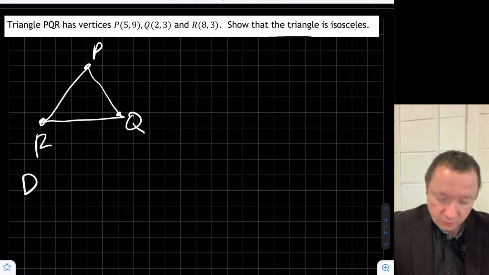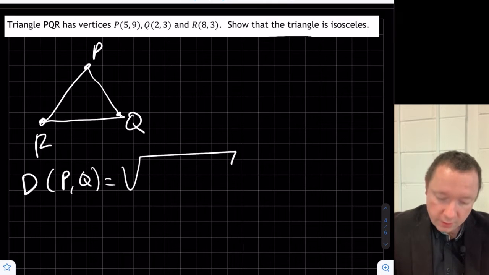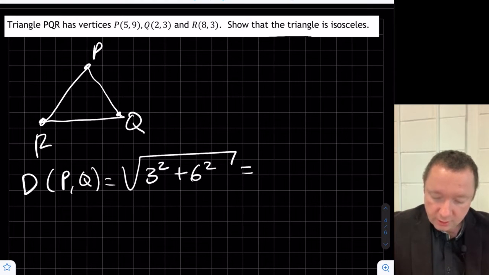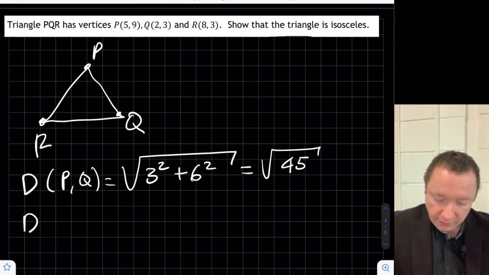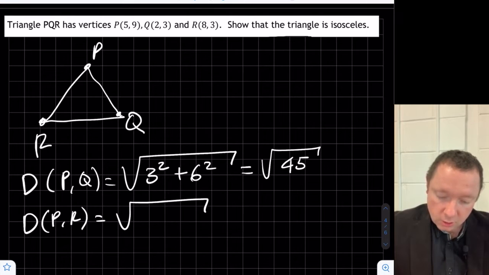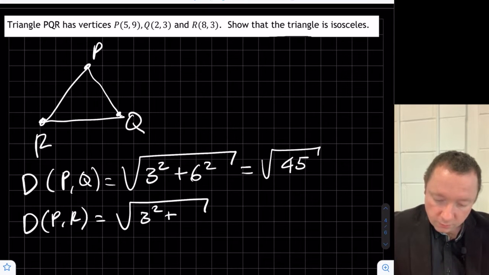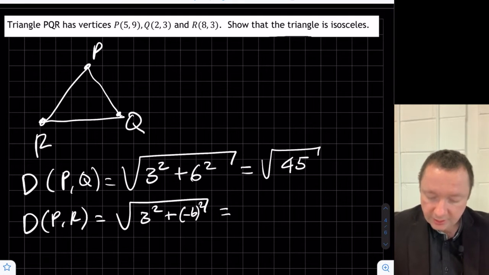So if I try the distance from P to Q, well, that's the square root of 5 minus 2 squared, which is 3 squared, 9, plus 9 minus 3 squared, which is 6 squared. That's the square root of 45. Now we could do the distance from P to R. So we've got 8 minus 5 is 3 squared, and we've got 3 minus 9 is -6 squared. That is 36 plus 9, the square root of 45.